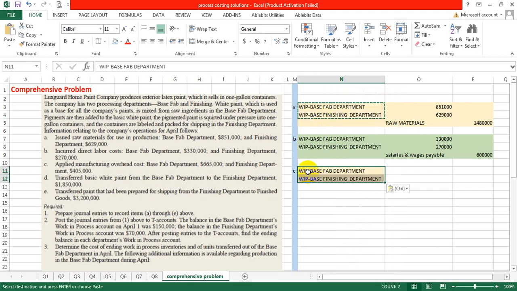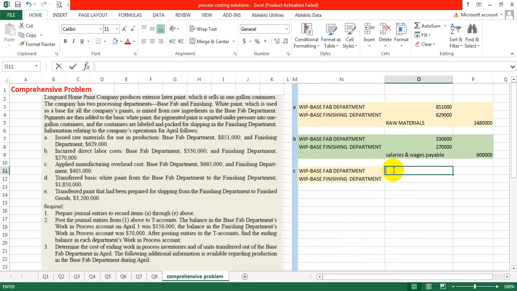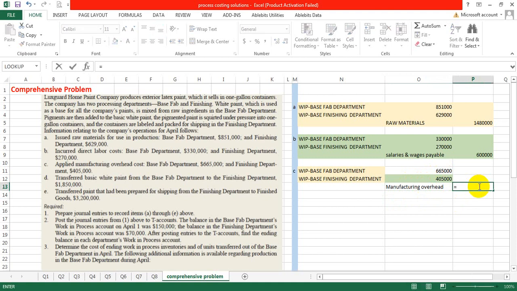It would become again the amount 6,65,000. Here 4,05,000. And what about credit? Manufacturing overhead, or I can write full manufacturing overhead. That is again the summation of these two values, first one and second one, so it becomes 10,70,000.